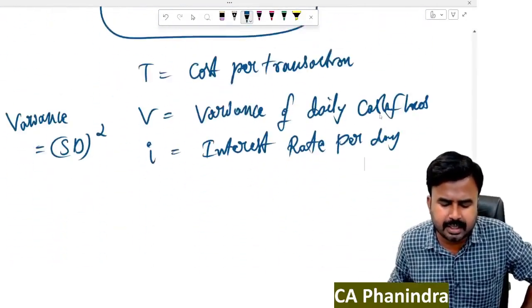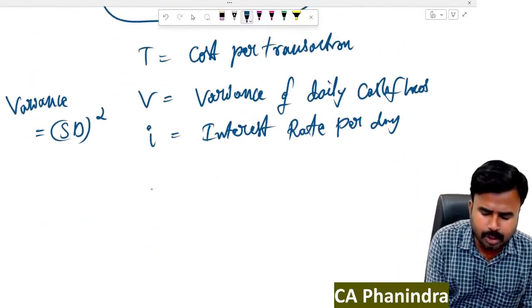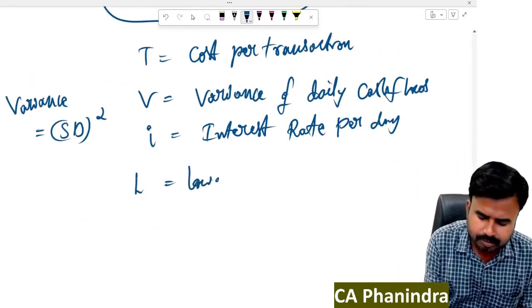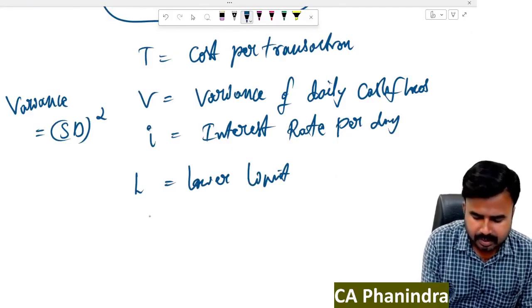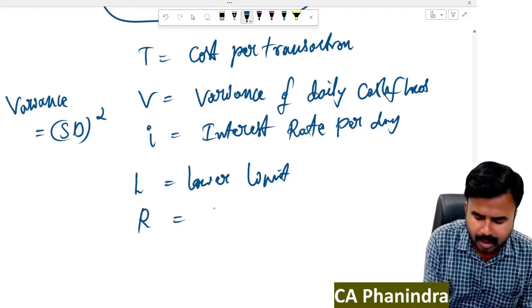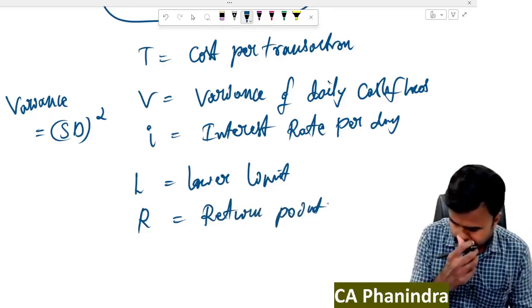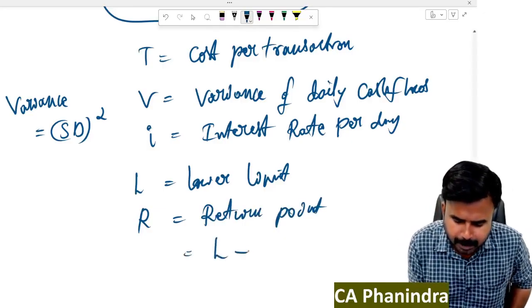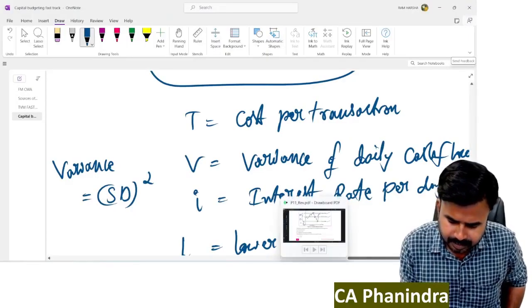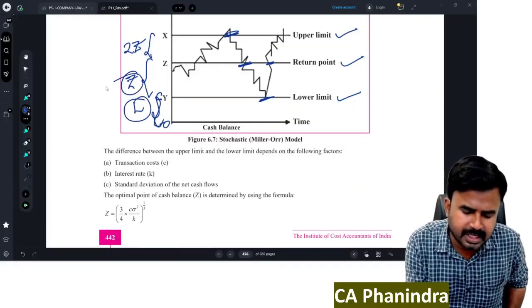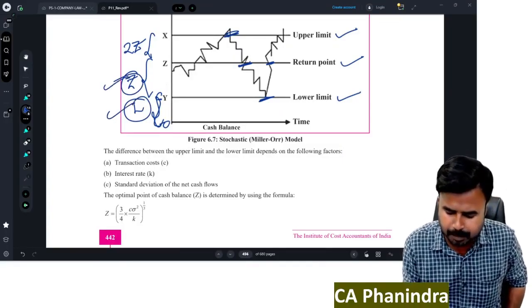Now along with this Z, we should also define a few more formulas. L is equal to lower limit. You know that. And R is equal to return point. The formula for return point is L plus Z. Yes, absolutely. You can see here, this is L plus Z. So the return point is simply lower limit plus Z. That's what the return point is.